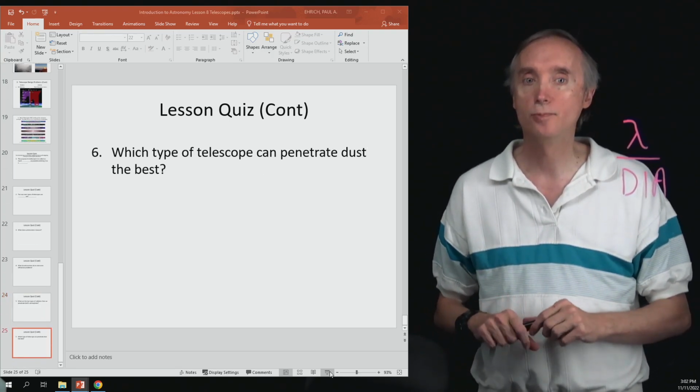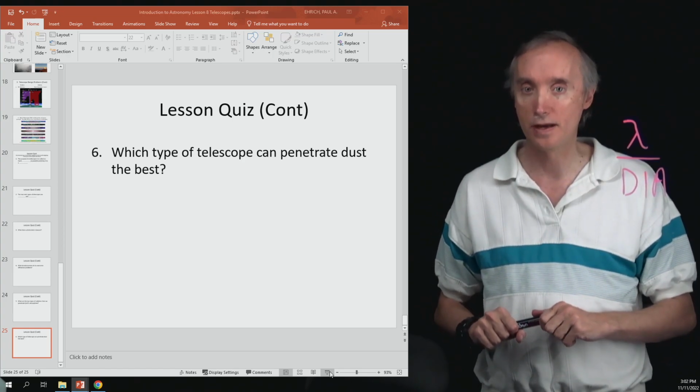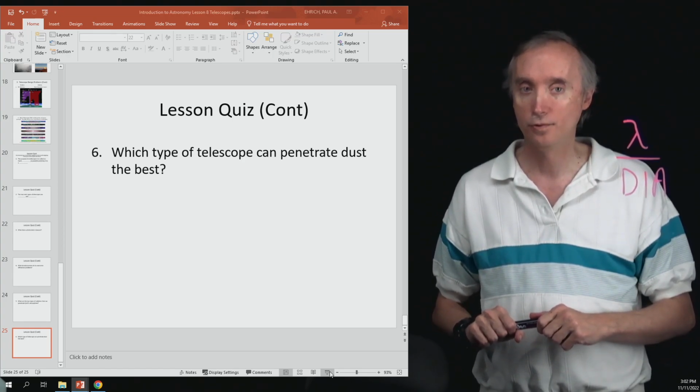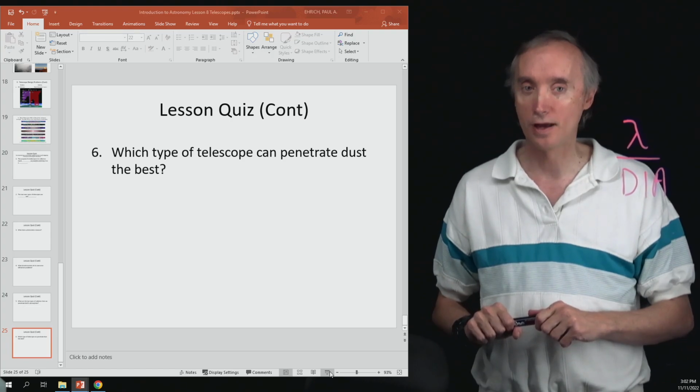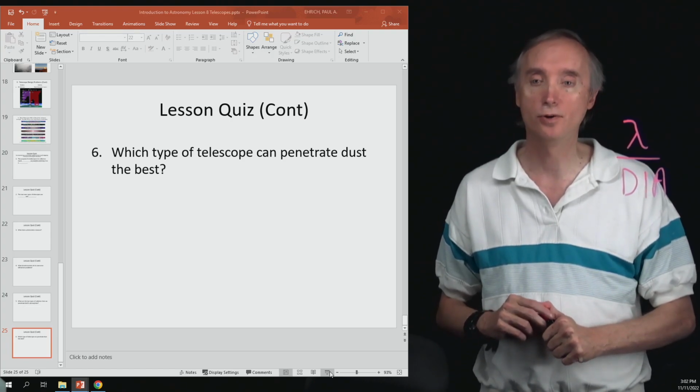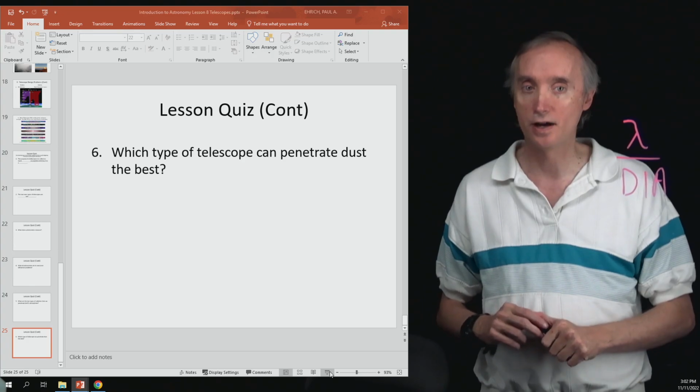So those are the two kinds of light that can penetrate our atmosphere. Which type of telescope can penetrate dust the best? That would be the infrared. So an infrared telescope can penetrate dust.